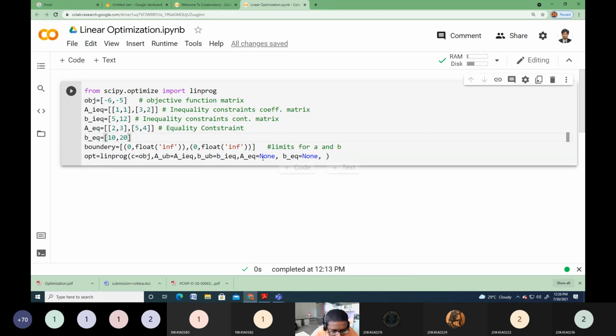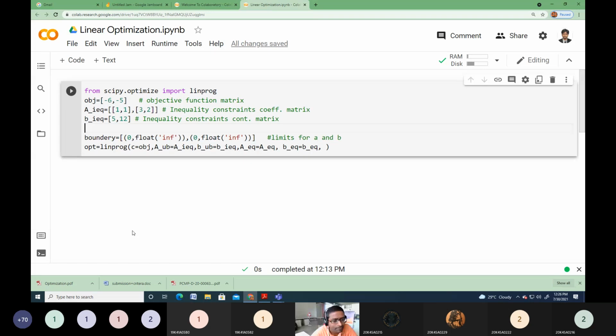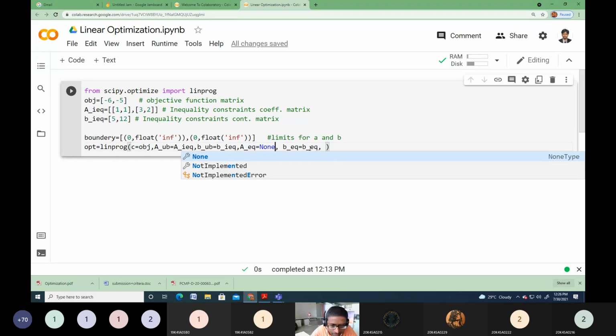Now what you have to write? Instead of None, you have to pass A_eq here, that means I am passing this matrix here. And instead of None, you have to pass b_eq here. If equality constraints exist, then these two will come into the picture. But in our problem, this A_eq and b_eq do not exist because we don't have equality constraints. As there are no equality constraints, you have to pass only None. Nothing is available there. You have to pass only None, and here also you have to pass None.